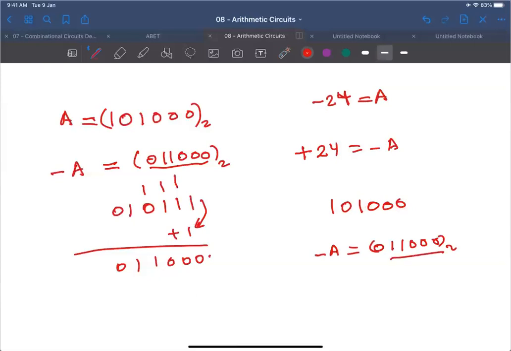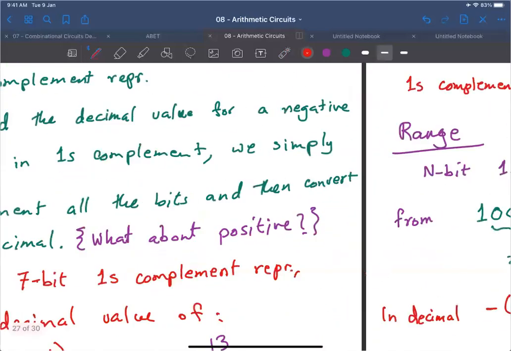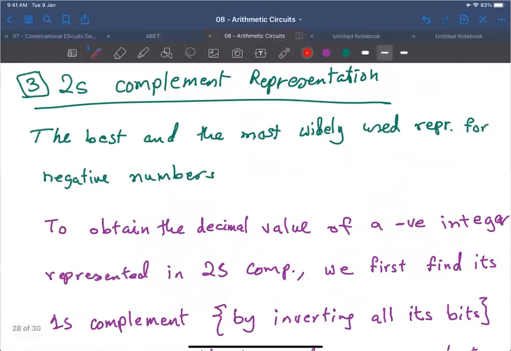Compare this with this. They are the same, right? So this is a shortcut that you can use, or you can keep using the other method. Actually, they are not very different, but this one saves you a little bit of time. But do not use it unless you are convinced that it works.